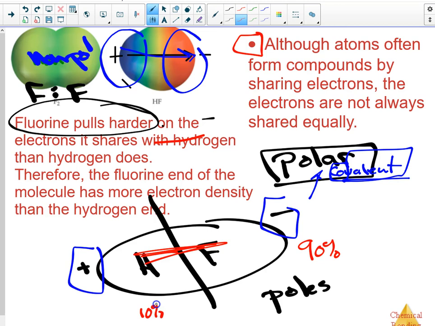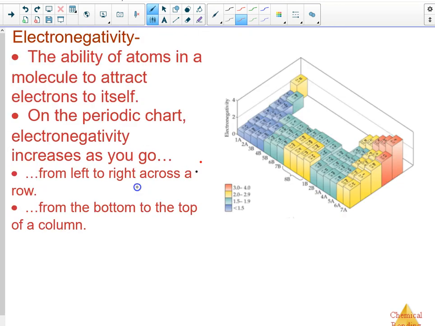All right, fluorine is pulling harder because it has a greater effective nuclear charge. An effective nuclear charge leads to really what the word we'll use more often: it has a higher electronegativity. I think that's the next slide, so we'll talk to that right now. Electronegativity will determine how well they share or if they share at all. Electronegativity is the ability of an atom in a molecule to attract electrons to itself. On the periodic chart, electronegativity increases as you go from left to right and from bottom to top.